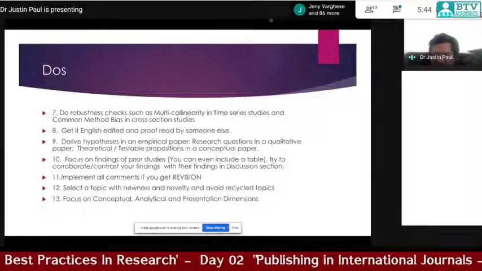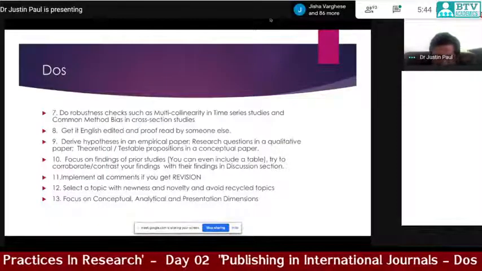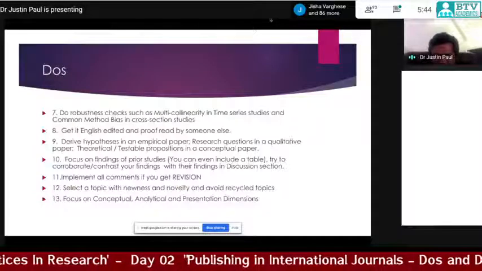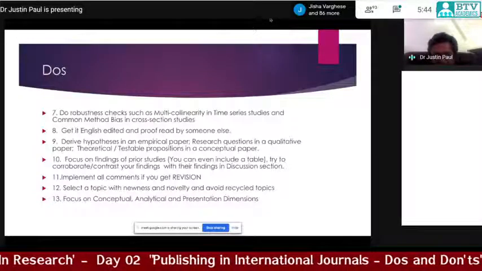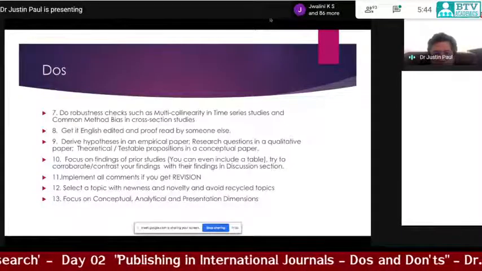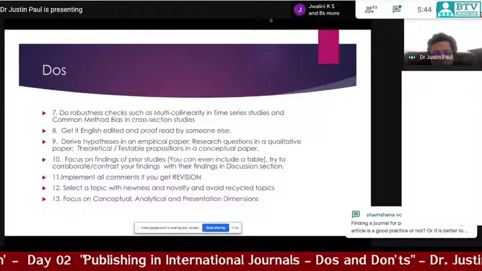If you have only a single survey, do a common method bias test. These days, which was not very important 10 or 20 years ago in cross-section survey-based studies, it is considered as important these days.